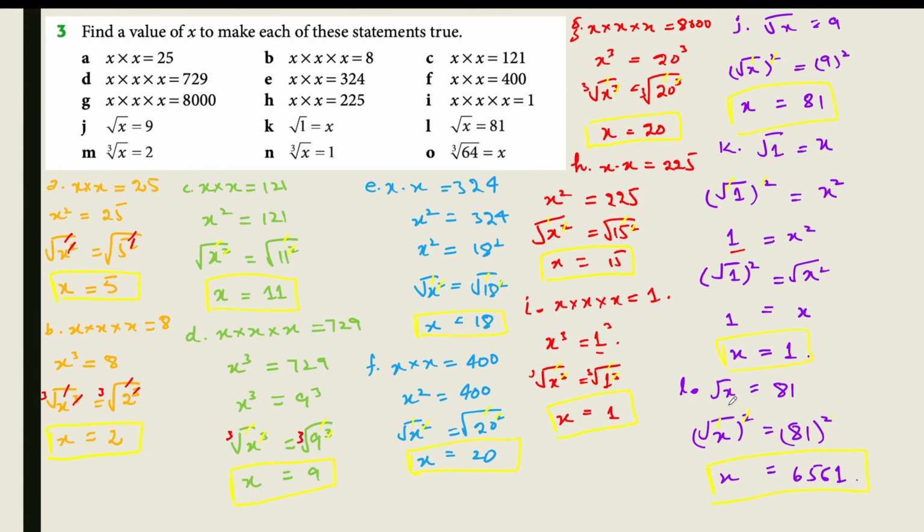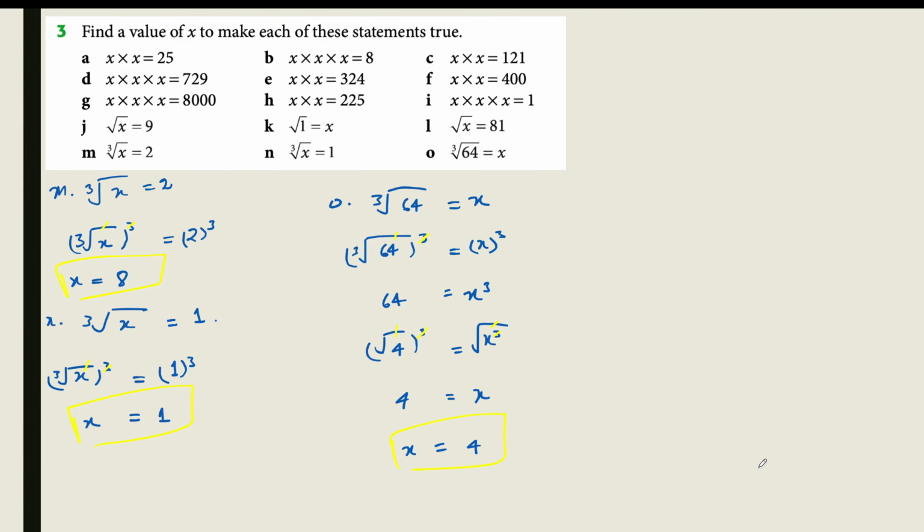Here again, square root of x is equal to 81. We take square on both hand sides, so the square gets cancelled with the root on the left hand side, and on the right hand side we get 81 square. So 81 squared means 81 is multiplied with itself, and as a result we get 66,561 as the value of x.